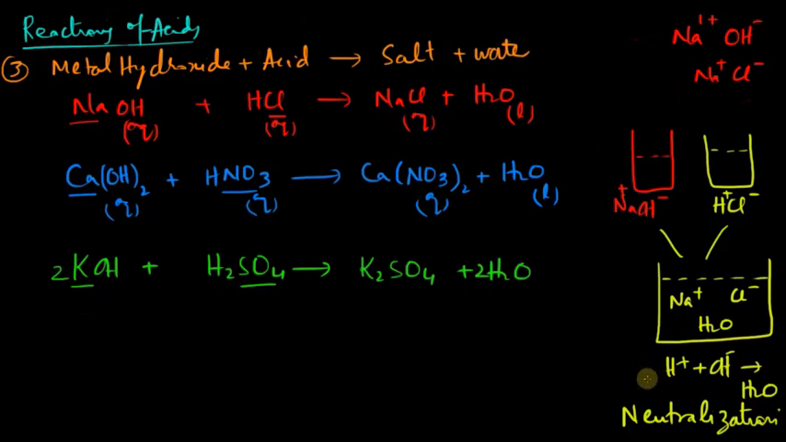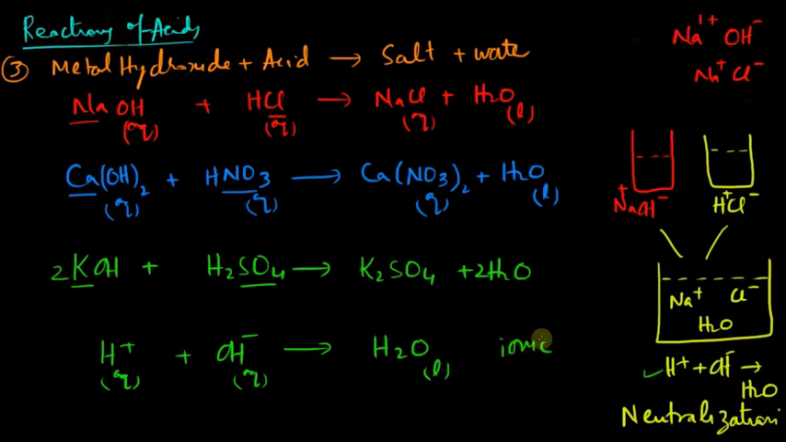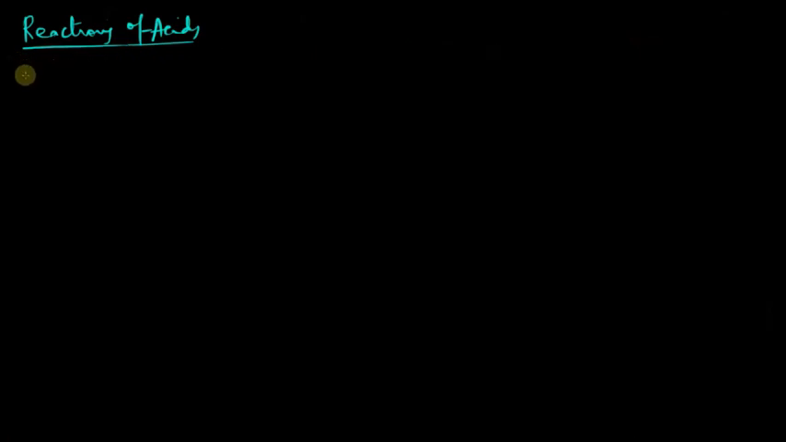Okay, one thing that I want to tell you is that this reaction that we have just written over here is the reaction that always takes place whenever you react a metal hydroxide with an acid. And in this reaction, aqueous H plus and aqueous OH minus form liquid water. This equation is known as the ionic equation of the reaction between an acid and a base. Let's see the next reaction. So the last reaction of acid is metal carbonate plus acid.